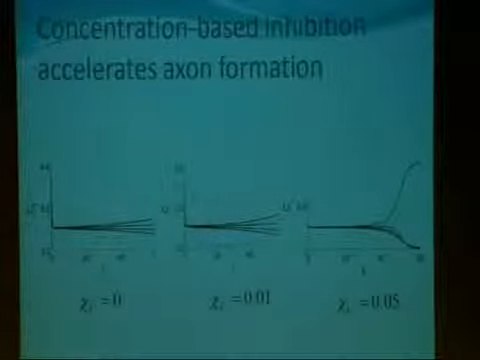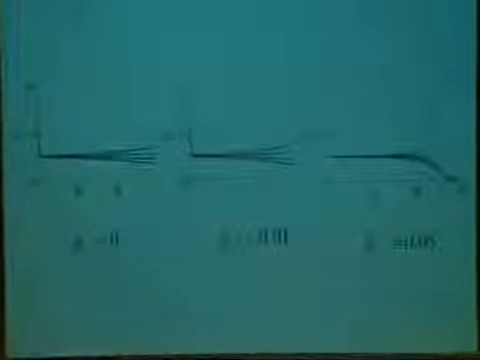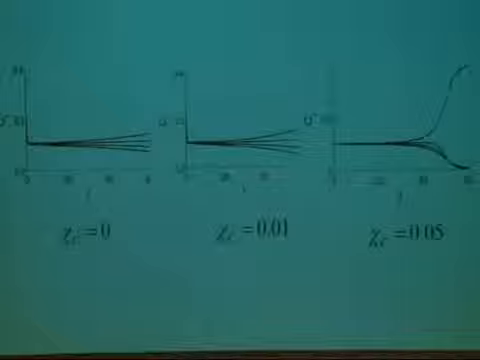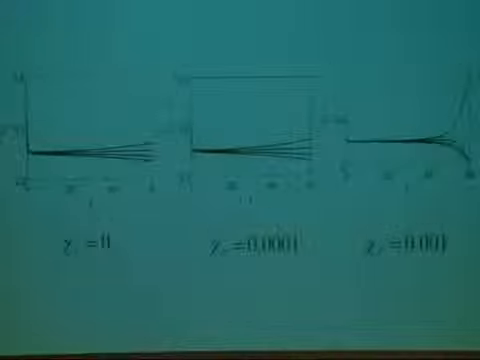The first result that we found was that concentration-based inhibition will accelerate axon formation. When χC equals 0, it is the regular Samuels model. But we found that as you increase χC, the rate of axon formation increases. We found this holds to be true for both concentration-based inhibition and length-based inhibition.